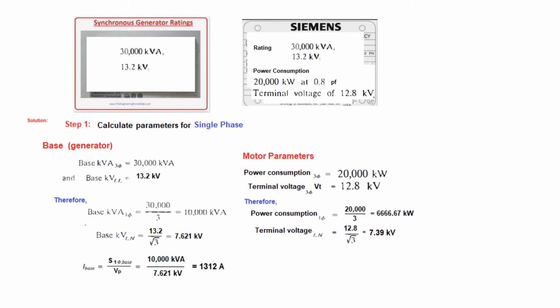Now let's see the motor parameters. The power consumption for three phase and the terminal voltage for three phase 12.8. I prefer to convert these also into single phase. So the power consumption per phase divided by 3. So this is the power consumption, and the line to neutral terminal voltage will be divided by under root 3, 12.8 divided by under root 3, 7.39. So now we have got the single phase parameters.